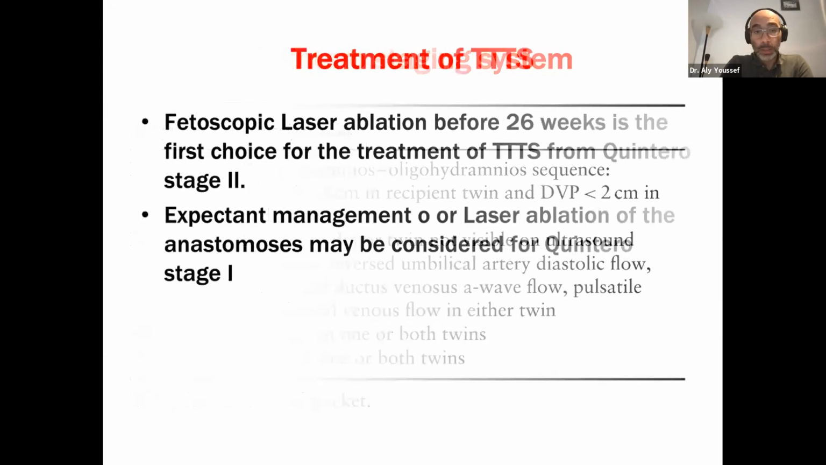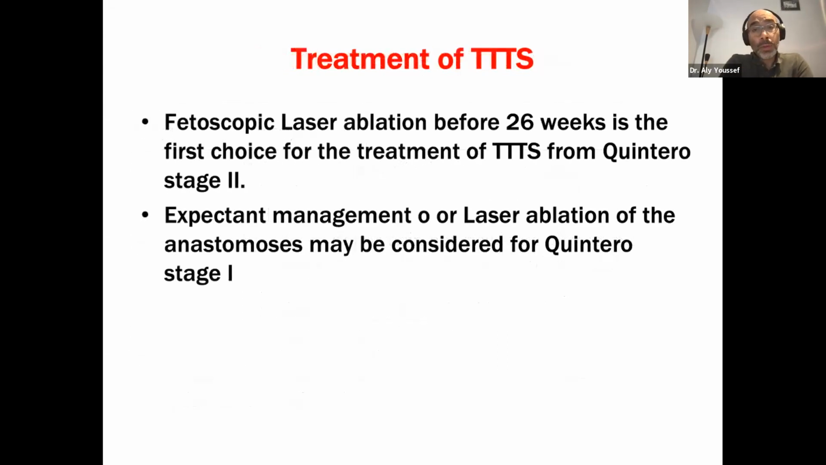one or both twins. The most appropriate management of TTTS before 26 weeks is laser ablation of the anastomosis. Expectant management or laser ablation of the anastomosis may also be considered in Quintero stage 1. So from stage 2 onwards, the best treatment is laser, and it's still a matter of debate what is the best management for stage 1.